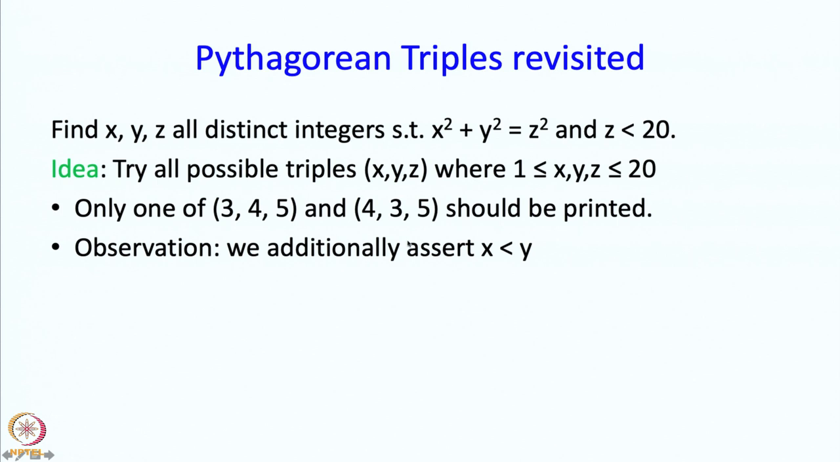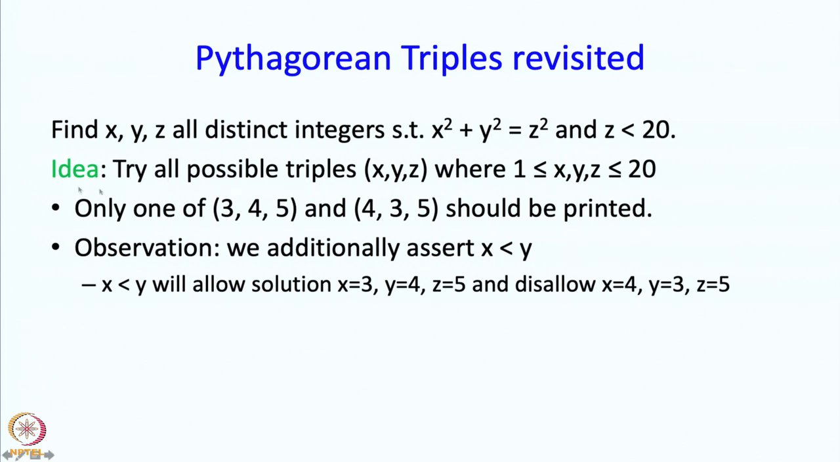Well, here is the idea. In addition to the constraints which are already there in the problem, we will additionally assert that x should be less than y. What does this do? So, this will allow this solution, because this is x and this is y and x is indeed less than y, but this solution will be avoided because this is not less than this. So, that is the idea. So, we are going to have the previous program, but in the previous program we are somehow going to enforce the condition that x is less than y. There are various ways of enforcing this condition, but we are going to pick a particularly nice one.